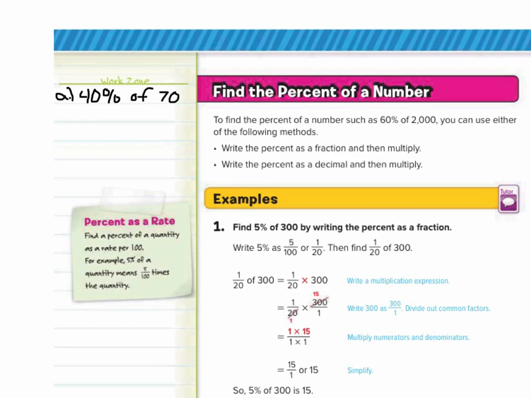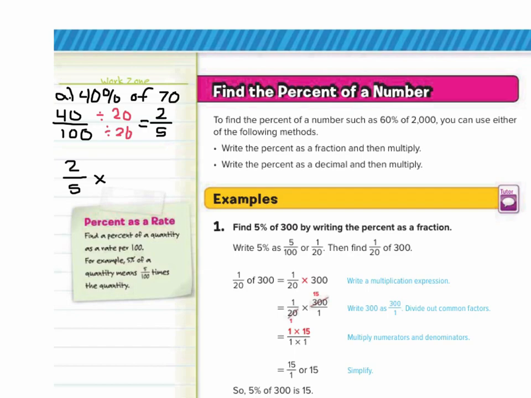If we choose to write this as a fraction, 40% can be written as 40 over 100. And before we multiply, I believe it's easier to simplify. So if we divide both the top and bottom of this fraction by 20, we will get 2 over 5, 2/5.